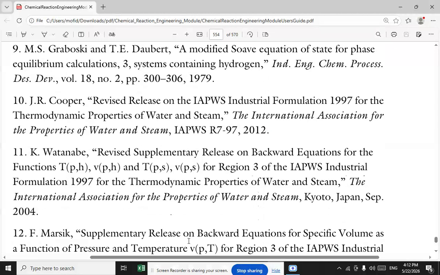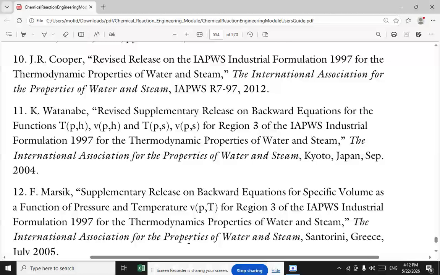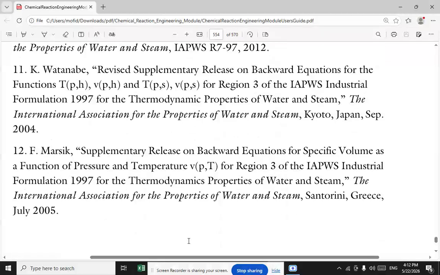The next was written by Cooper, and the name is revised release on the IAPWS Industrial Formulation 1997 for the thermodynamic properties of water and steam, the International Association for the Properties of Water and Steam. The next was written by Watanabe, and the name is revised supplementary release on backward equations for the functions for region 3, and the next one was written by Marcy. The name is supplementary release on backward equations for specific volume as a function of pressure and temperature.